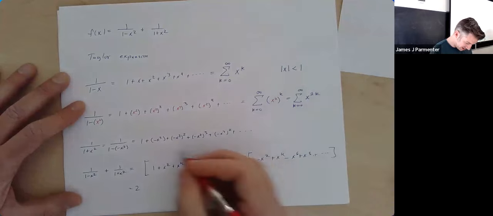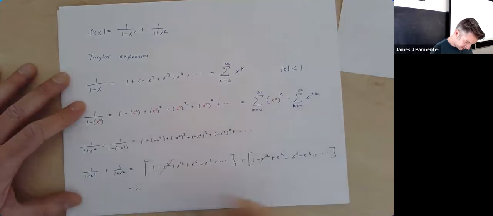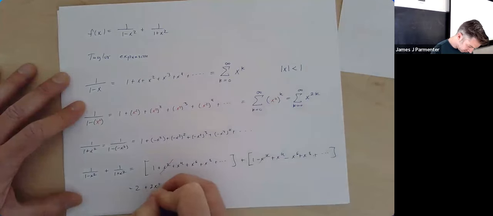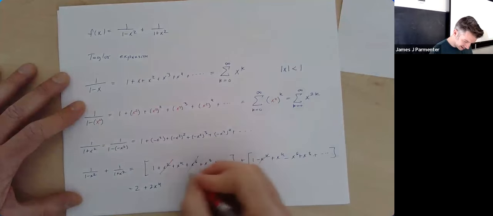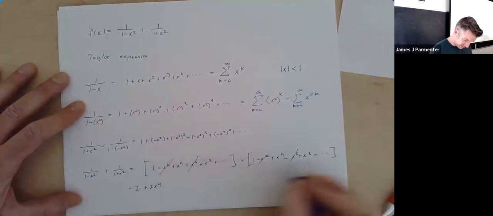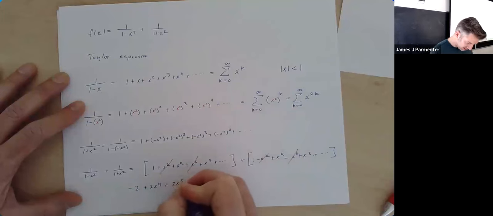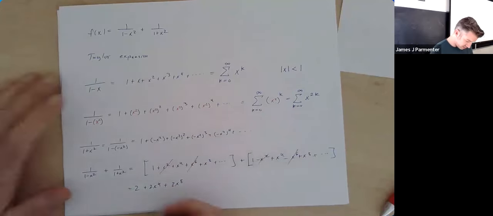x squared minus x squared cancels. x to the 4th plus x to the 4th is 2x to the 4th. x to the 6th minus x to the 6th cancels. x to the 8th plus x to the 8th is 2x to the 8th. And those are the first three non-zero terms.